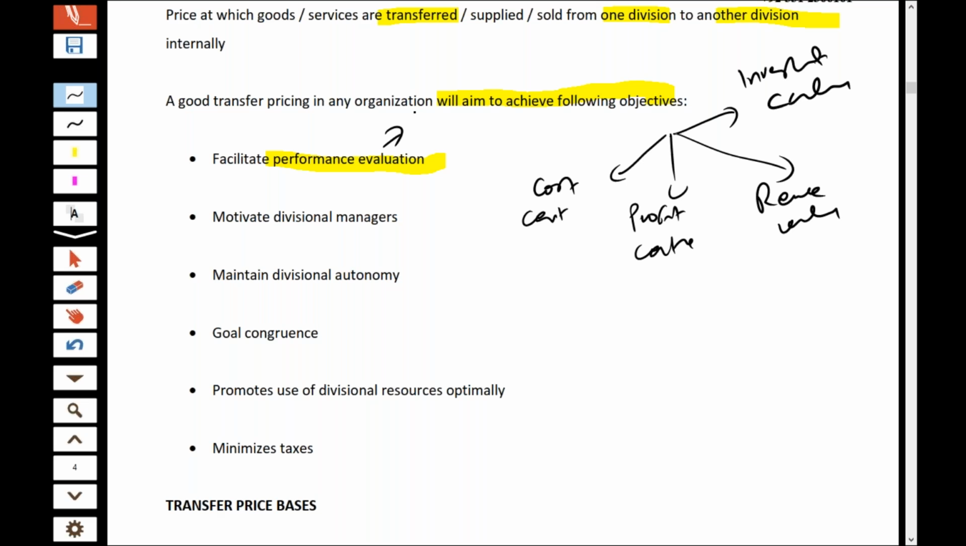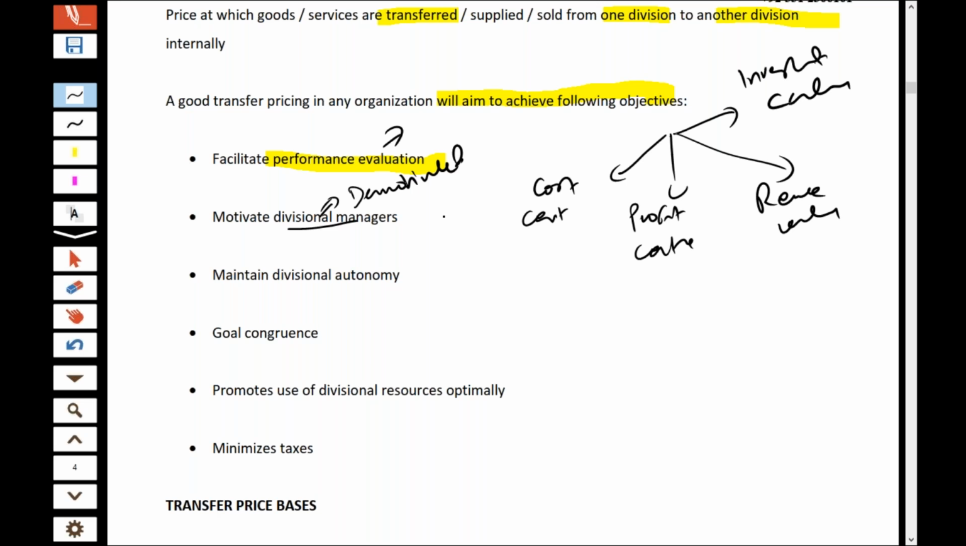Now, what's the second thing that you need to keep in mind? Let's move a bit forward. The second thing is to motivate the divisional managers. The pricing should be such that none of the managers get demotivated.